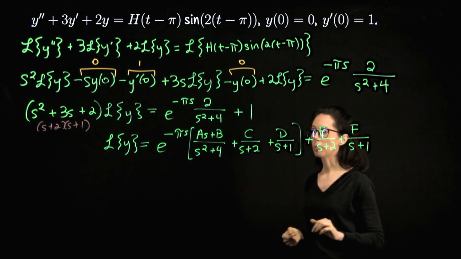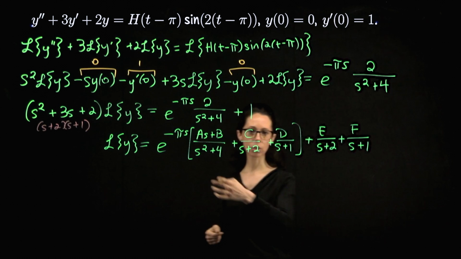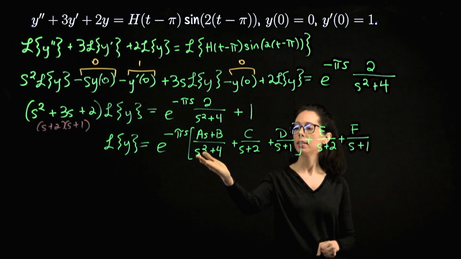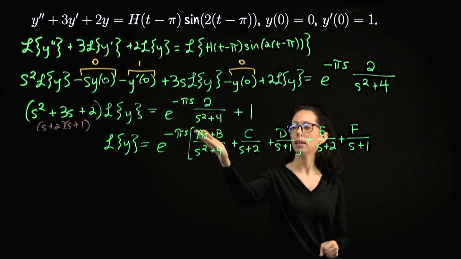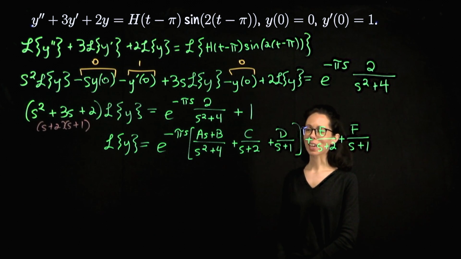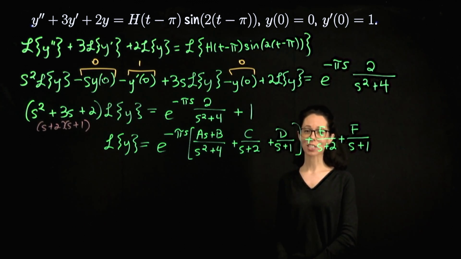Before I step away, let me mention here that because this is an irreducible quadratic, make sure when you set up the partial fraction decomposition, you do it correctly. It's an irreducible quadratic, so the top has to be As plus B, not just a constant. All right, so I'll be back in a second to reveal what the partial fraction decomposition should be.